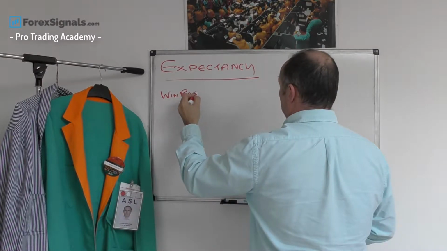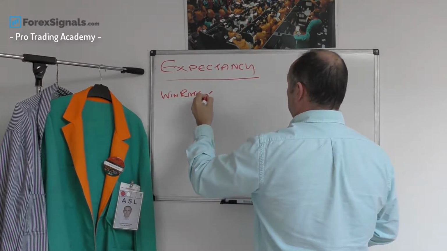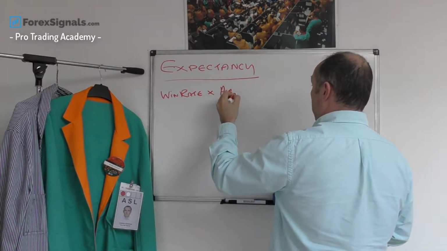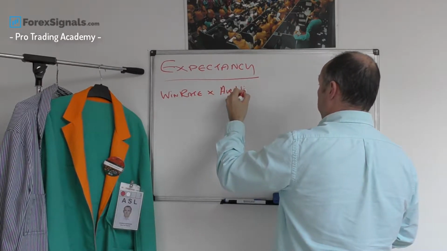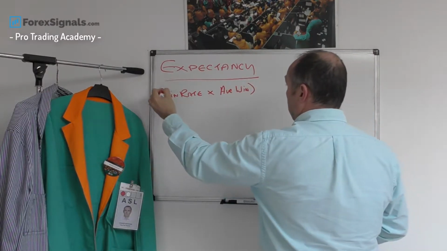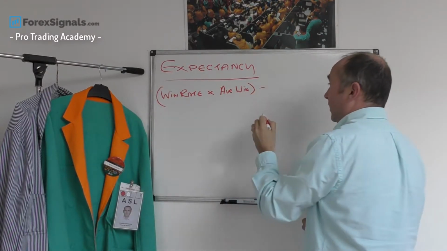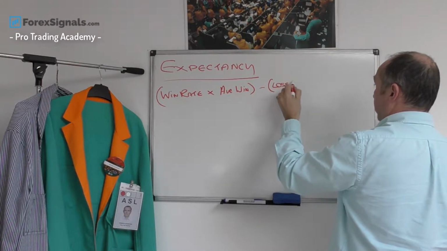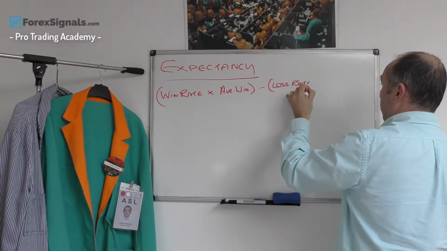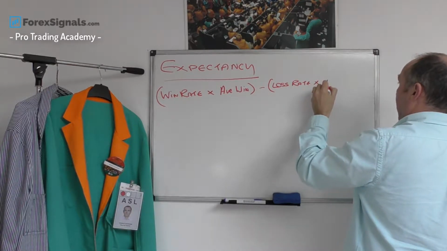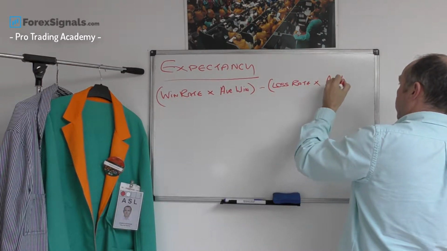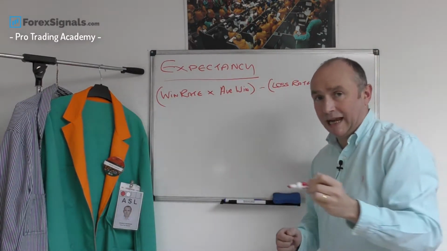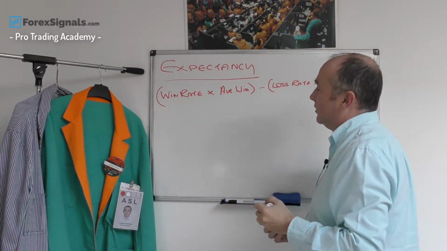That basically means the number of wins over losses, which is multiplied by the size of the win, so the average win, and that's done in terms of pips. And we subtract from there the loss rate, which is multiplied by the average losses. Now I know that sounds or looks quite complicated, so let's put some numbers to it to show you some clarity.